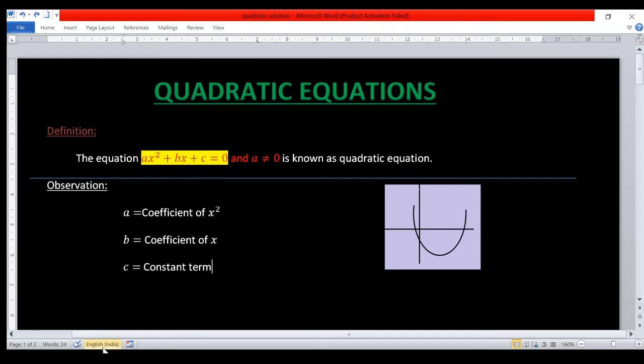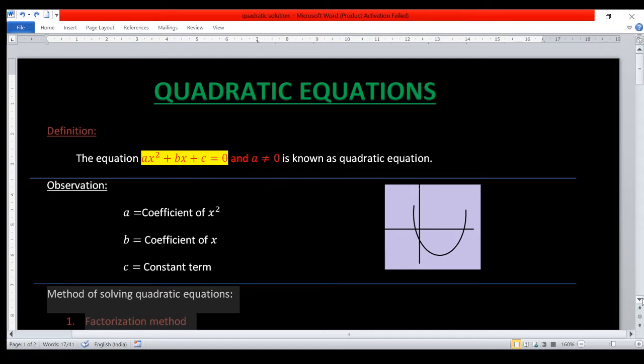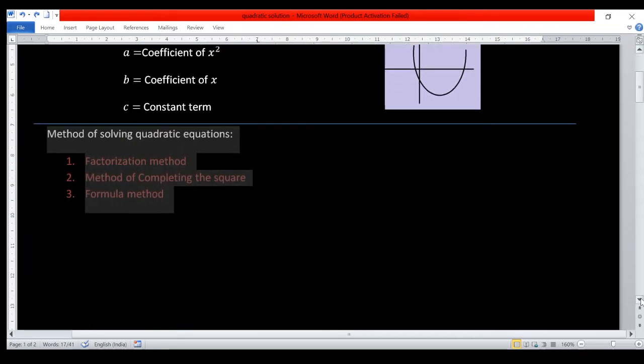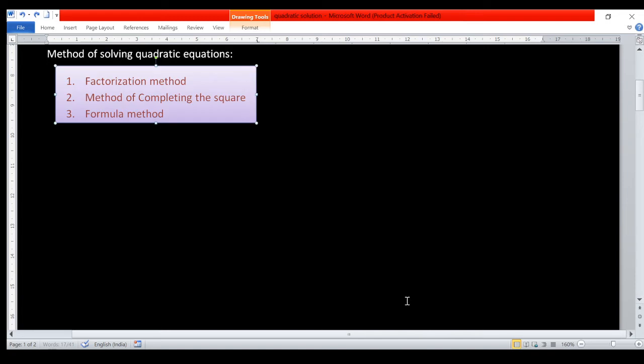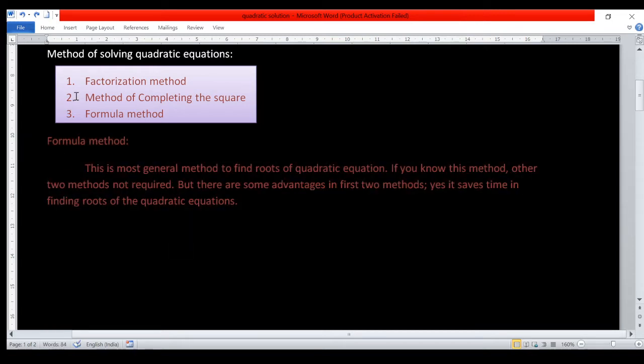Next, methods of solving quadratic equations. First, factorization method. Second, completing square method. Third, formula method. So we have got only three methods here we are going to discuss. One is factorization method, two completing square method, three formula method.